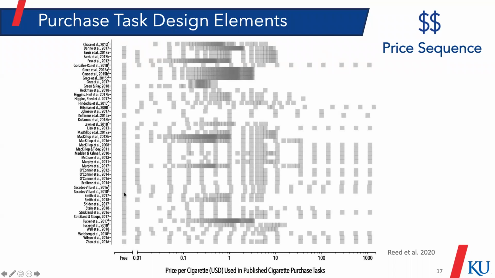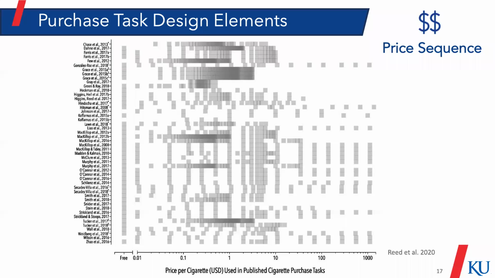And if you see a gray box, that means that that particular price was assessed as part of that purchase task. And so you can see that, first of all, a lot of studies, but not all of them, assess free as a price. But most of them range, anywhere from free or a penny up to $1,000 or more in these studies. And you can also appreciate the substantial variability in price range, as well as the density of prices.